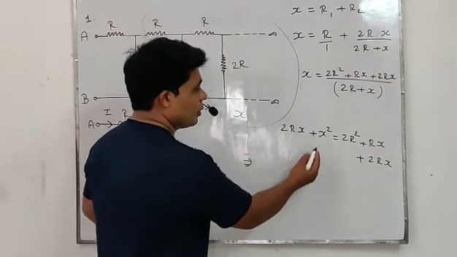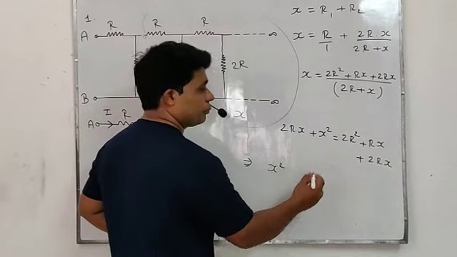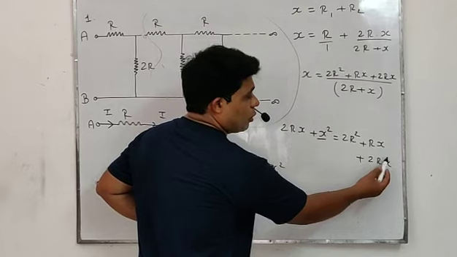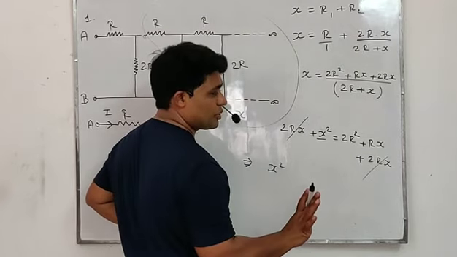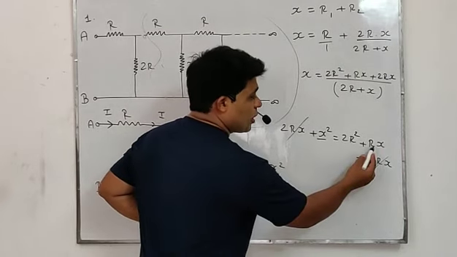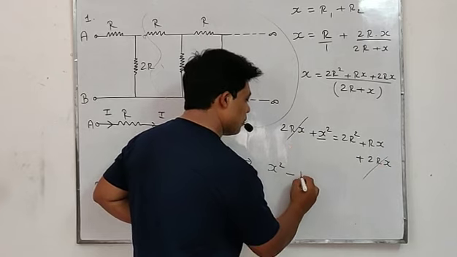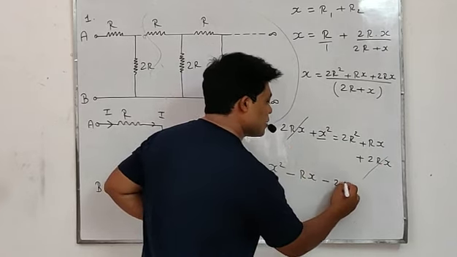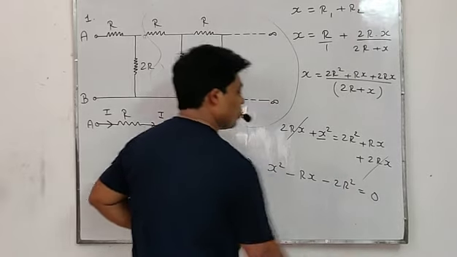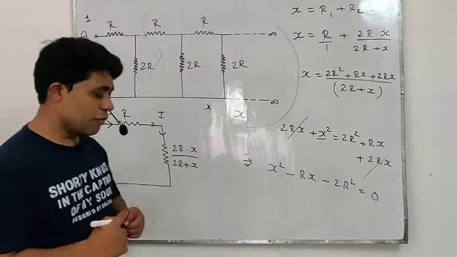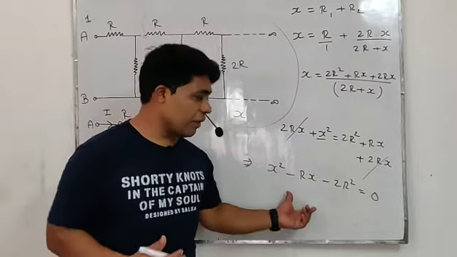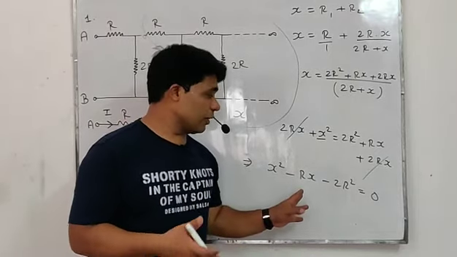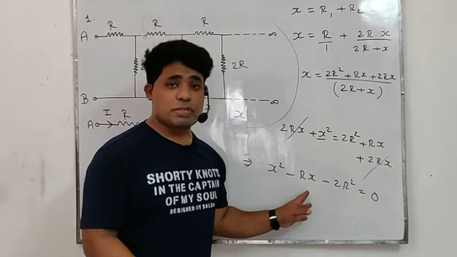Now we'll solve it further. Look students, this is x square. Look at 2Rx and 2Rx, they cancel out. Transfer Rx to that side, minus Rx. Transfer 2R square to that side, minus 2R square. Now students, we have two ways. We can take factors, or if we do not solve by the factor method, we have to make a quadratic equation.